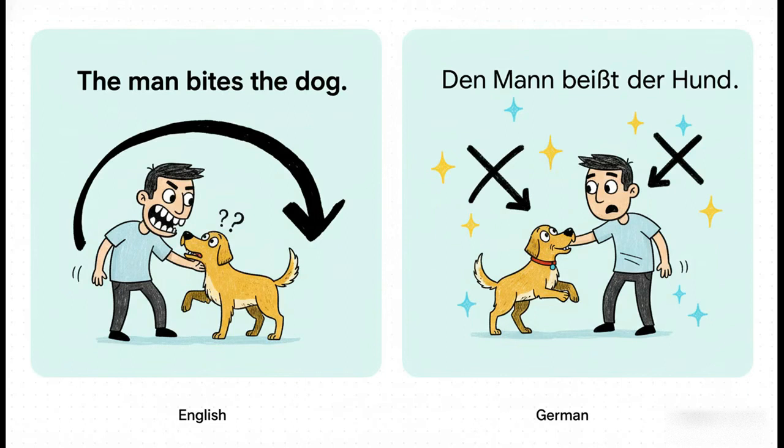If we flip the English sentence around, the meaning completely changes. Now, the man bites the dog. Totally different story. But look what happens in German. We can flip the words to den Mann beißt der Hund, and guess what? The meaning stays exactly the same. The dog is still the one doing the biting. How is that even possible? Well, that, my friends, is the magic of cases. They give each noun a job, so it doesn't matter where it is in the sentence.